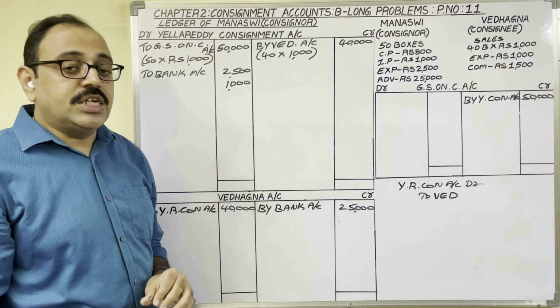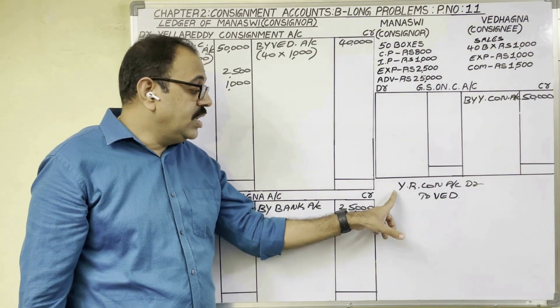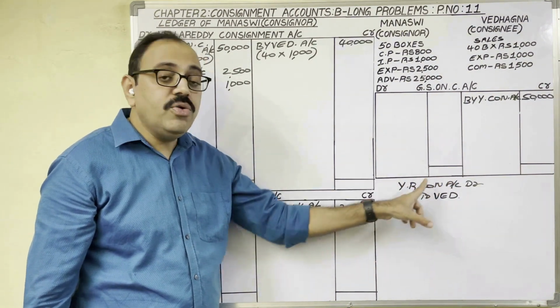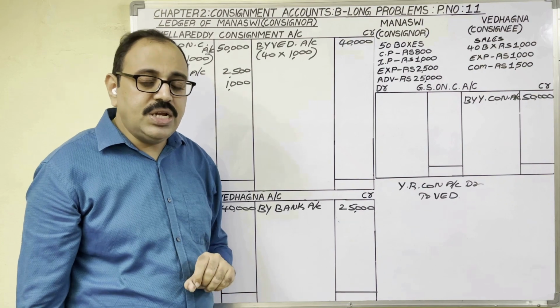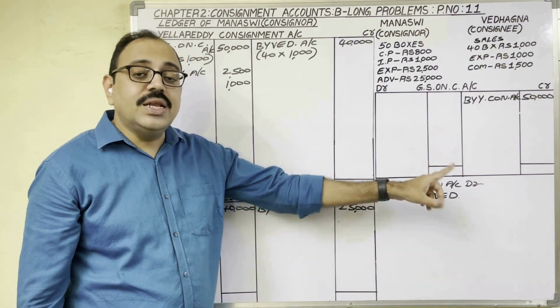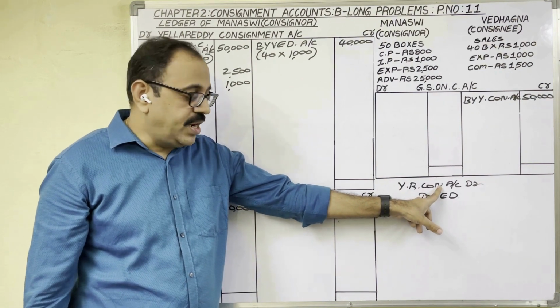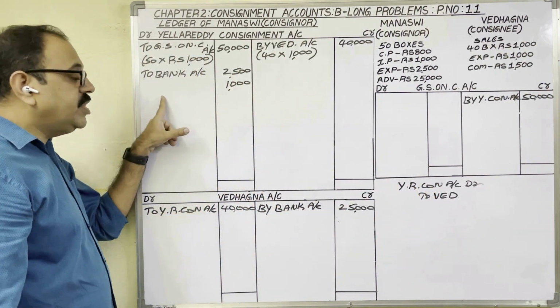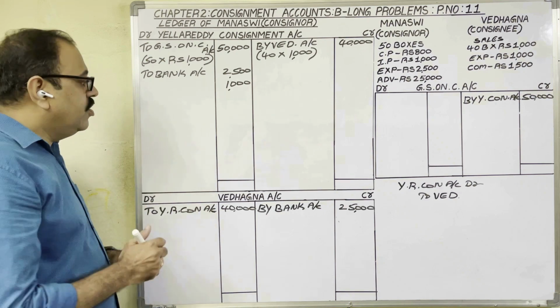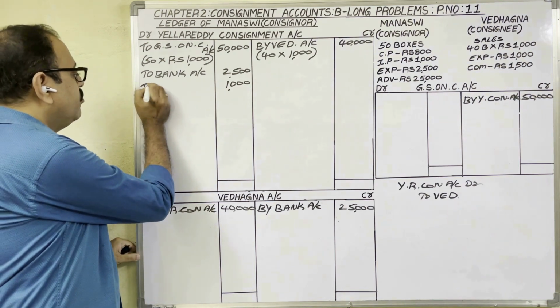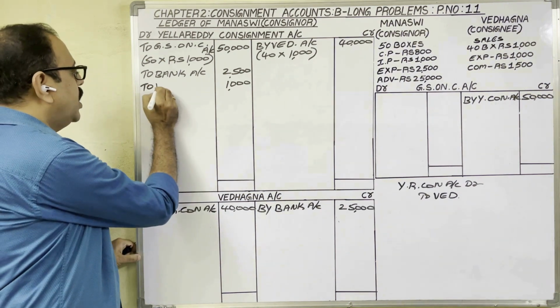So for consignee's expenditure, the entry is LR&D consignment account debit to Vedagna's account. Narration being the entry for consignee's expenses. As LR&D consignment account is debited, we should post this entry on the debit side of the consignment account. What to write in particulars column? We created Vedagna's account. Write down that.